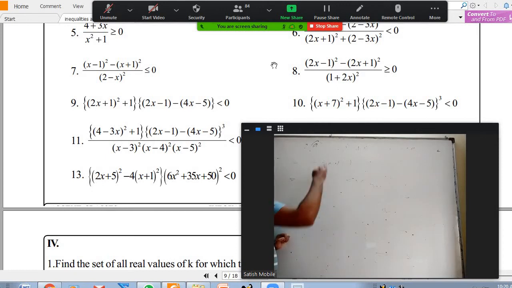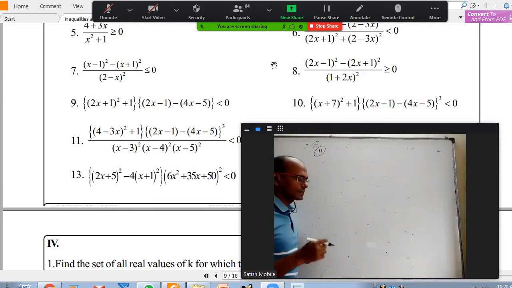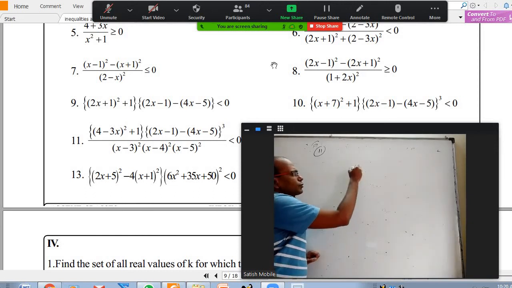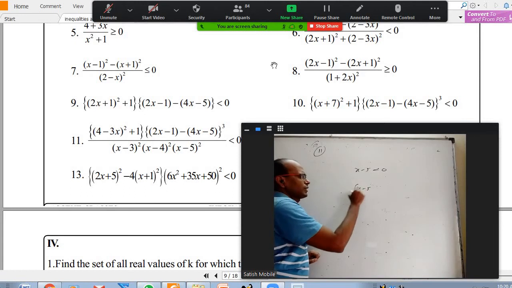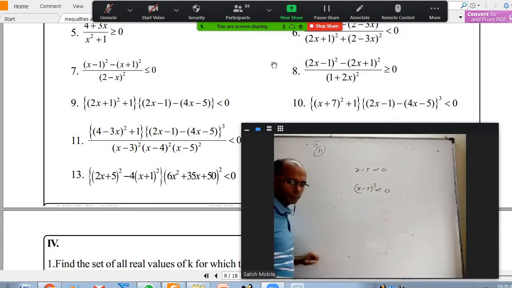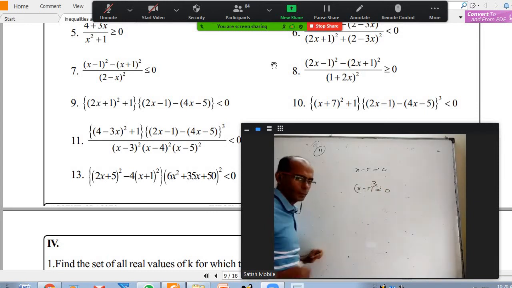Okay, coming to the 11th one, I want to make a few statements before this. Please listen. Let us say I have to solve x minus 5 less than 0, and x minus 5 whole cube less than 0. Will both have the same solution or a different solution?